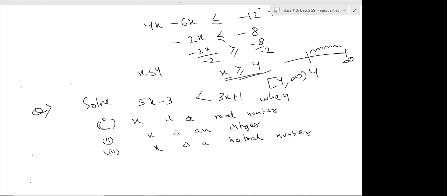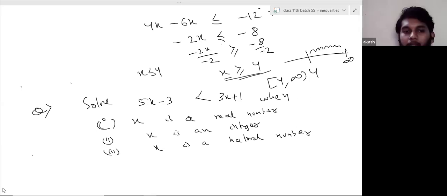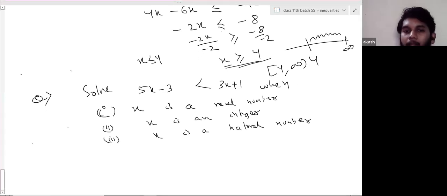Sir, I got the answer, but how should I present the answer? Right, that you have to think about, Fahad. Should I write the answer in roster form? Yes, whatever you think is good, because if x is a real number, then we can include any number, right? We can write in interval form. But if x is an integer, then we cannot use intervals.